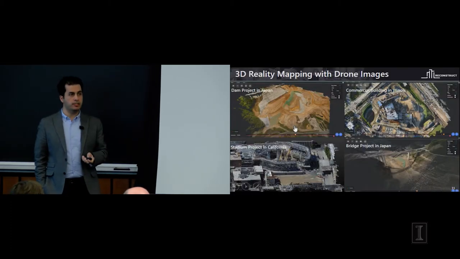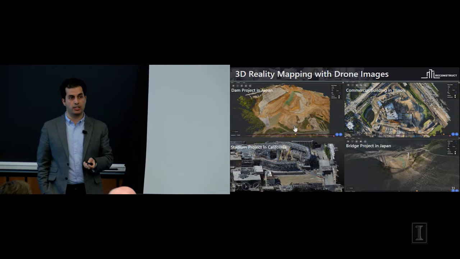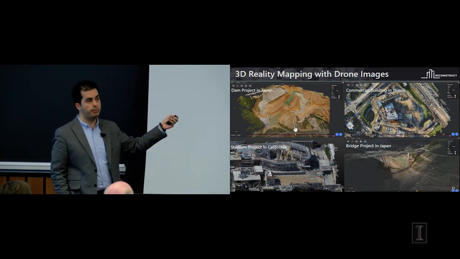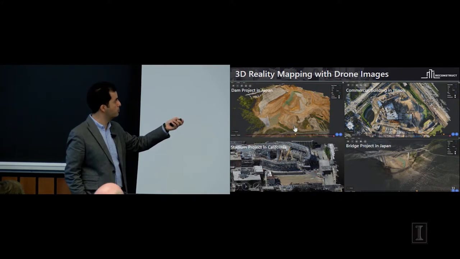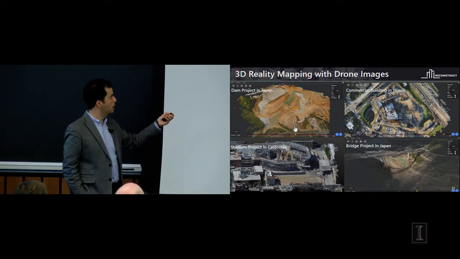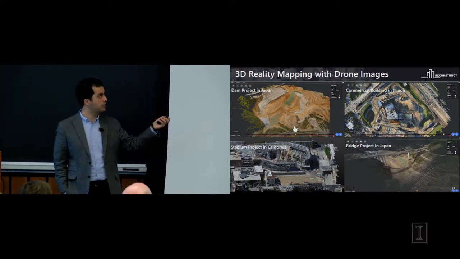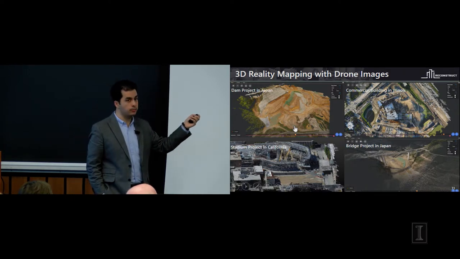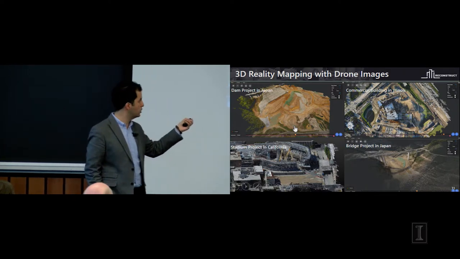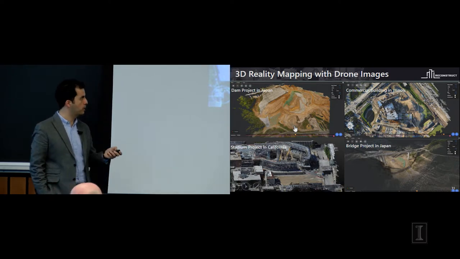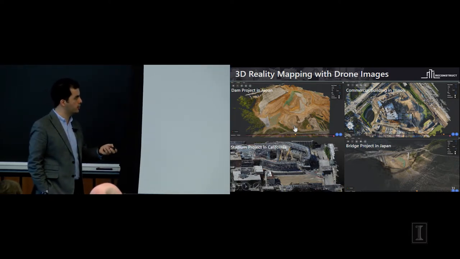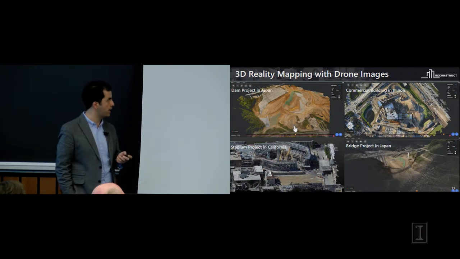We've been able to deploy this technology on many different types of sites. You see an example with our Japanese partners. This is a dam project. This is another commercial building in Chicago. We've actually been operating on a number of stadiums in the US. This is Sacramento Kings Stadium, a $500 million project in California. And more recently, we've been involved in a project of tracking performance of bridges. And this example happens to be also in Japan.